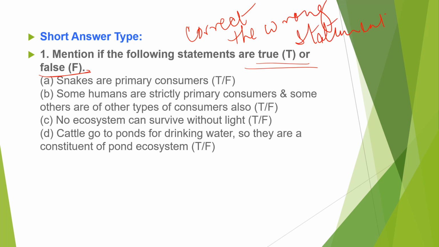Now the first one: snakes are primary consumers. What do you think? Is it true or false? Next: some humans are strictly primary consumers and some others are other types of consumers also. Just think about them. Next: no ecosystem can survive without light. Next: cattle go to ponds for drinking water, so they are constituents of the pond ecosystem. So these are the questions. If you want to write the questions on your own, it's fine, but I have given the answers as well.